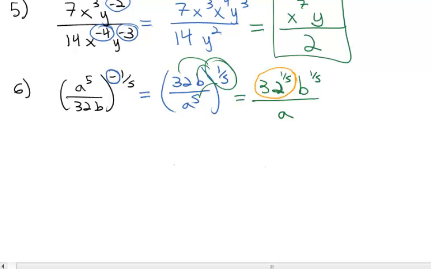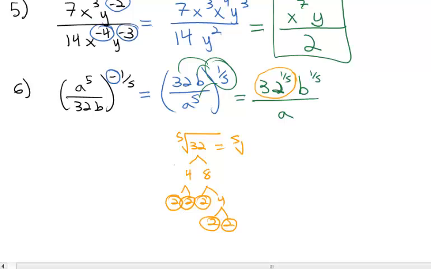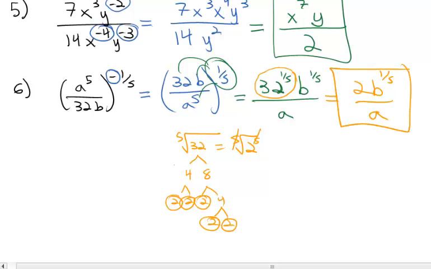Now we'll remember the 32 to the 1/5 power. That's like saying the 5th root of 32. And if we factor 32 into 4 times 8, 4 is 2 times 2, 8 is 2 times 4, 4 is 2 times 2, we notice 32 has 5 2's in it. It's the 5th root of 2 to the 5th power, which means that's just going to be a 2, as the 5th power and the 5th root will undo each other, giving us 2b to the 1/5 all over a for our final solution.